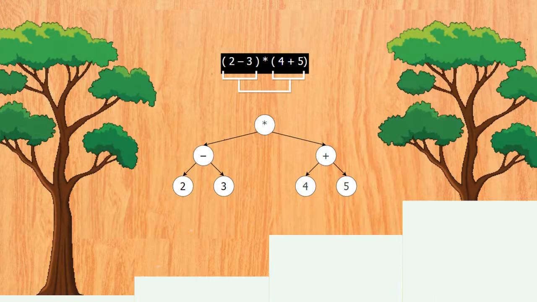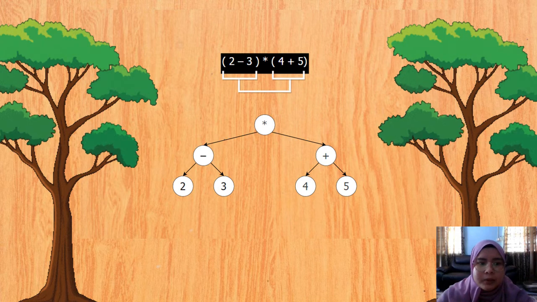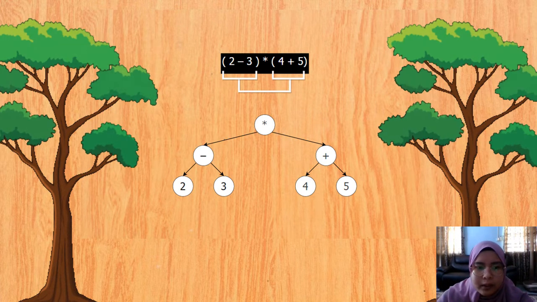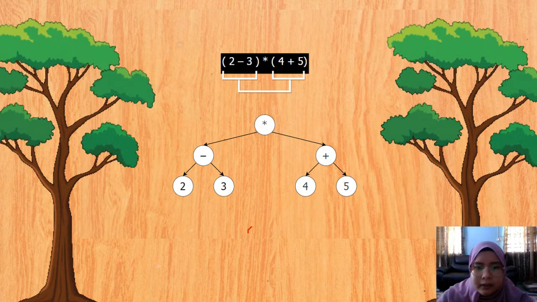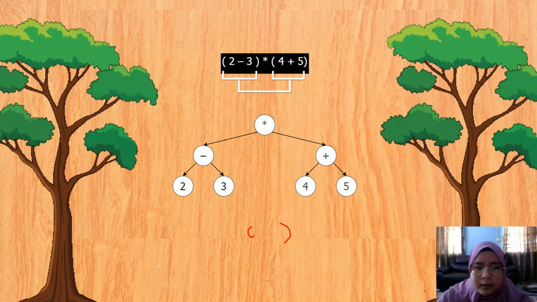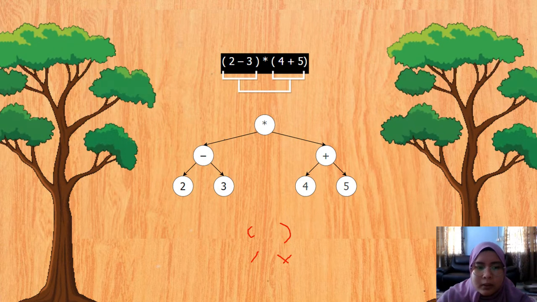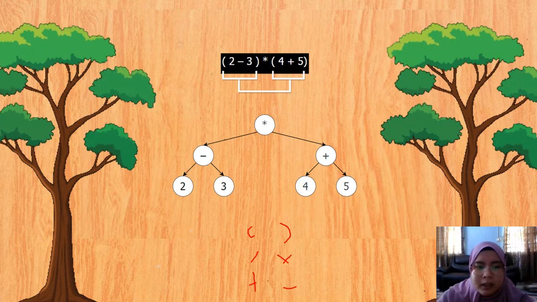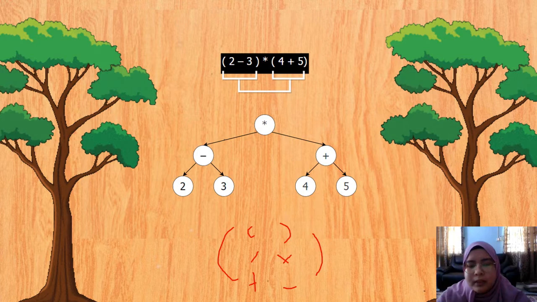First, we need to know the order of operation in maths. The highest one is bracket. The second level is divide and multiply. The lowest is plus and minus. This order of operation in maths is very important to this example.